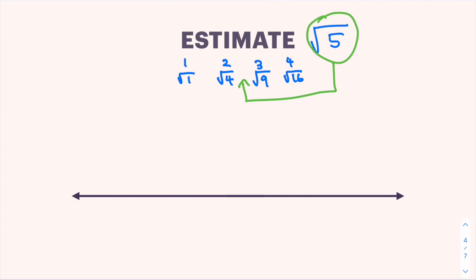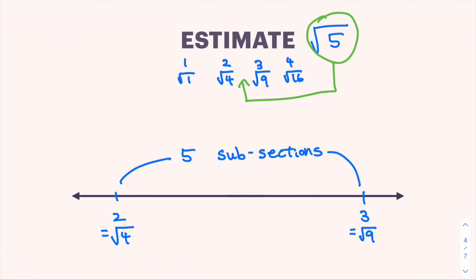So what we do next is, on the number line, we put 2 and 3, and we also express that using a radical sign, and 3 is square root of 9. And we're going to divide that section into 5 subsections. Why 5? Because 9 minus 4 is 5. And you'll see what I mean by that. Okay? We're going to treat this as square root of 5, square root of 6, square root of 7, square root of 8. So we have 1, 2, 3, 4, 5 subsections.